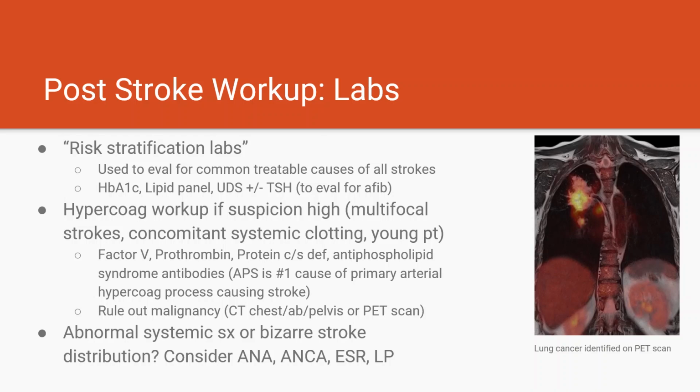Finally, while they're rare, there are autoinflammatory and infectious causes of strokes. If you start seeing or hearing a history of a bizarre constellation of symptoms, things like fevers, night sweats, rashes, joint pain, kidney disease, anything that gives that autoimmune or infectious vibe, consider ordering ANA, ANCA, ESR, or an LP to rule out these conditions.